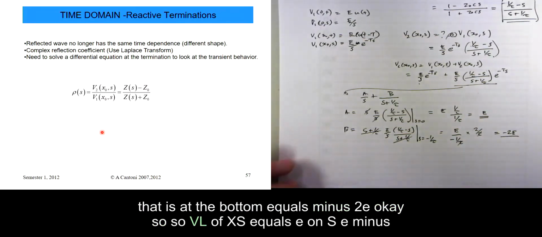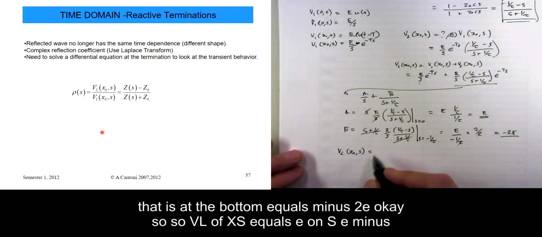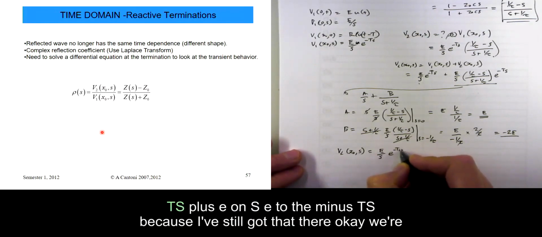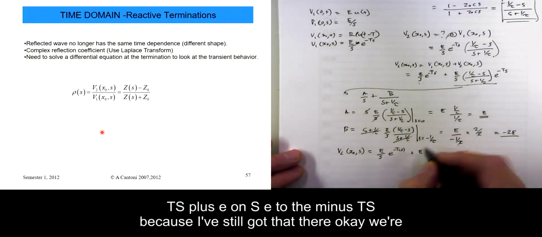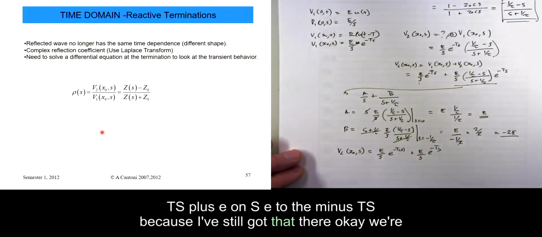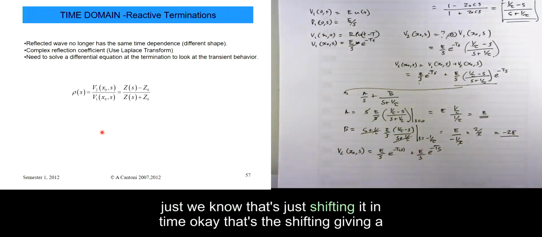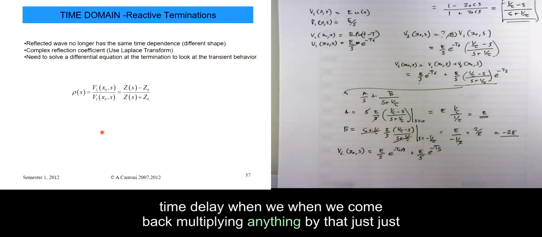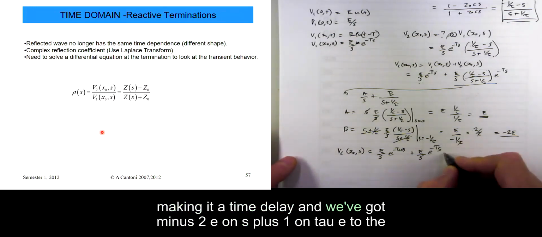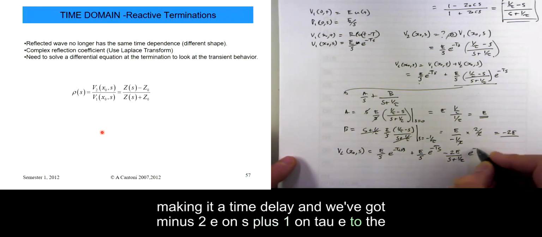Okay, so VL of x S equals E on S e to the minus ts plus E on S e to the minus ts, because I've still got that there. Okay, we know that's just shifting it in time, giving a time delay when we come back. Multiplying anything by that is just making it a time delay. And we've got minus 2 E on S plus 1 on tau e to the minus ts.